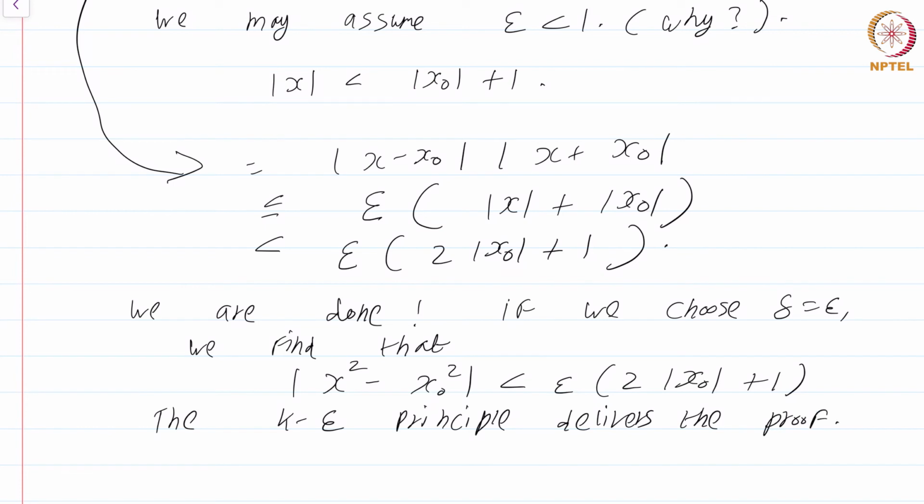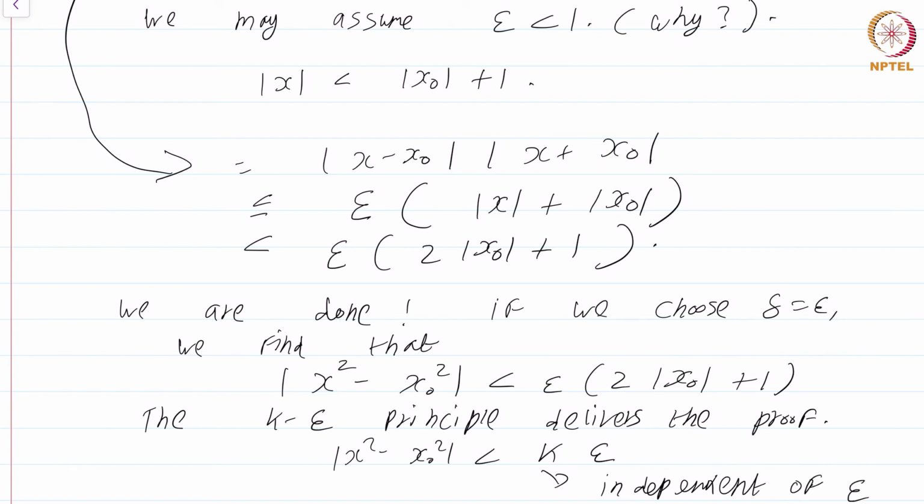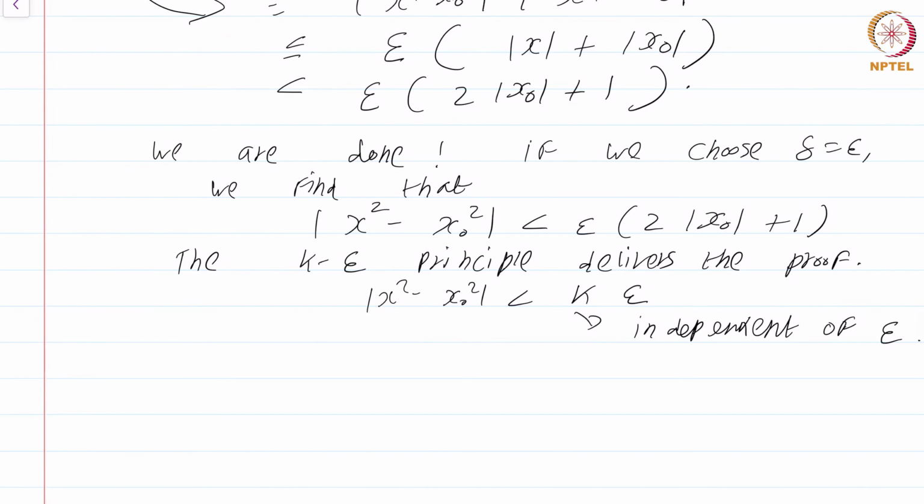That means for any fixed epsilon, if you can find a bound of the form mod x squared minus x naught squared is less than k epsilon, and this k is independent of epsilon, which indeed it is, that's why we assumed epsilon is less than 1, then this quantity x squared minus x naught squared can be made arbitrarily small. That was the k epsilon principle, right? Hence we are done.